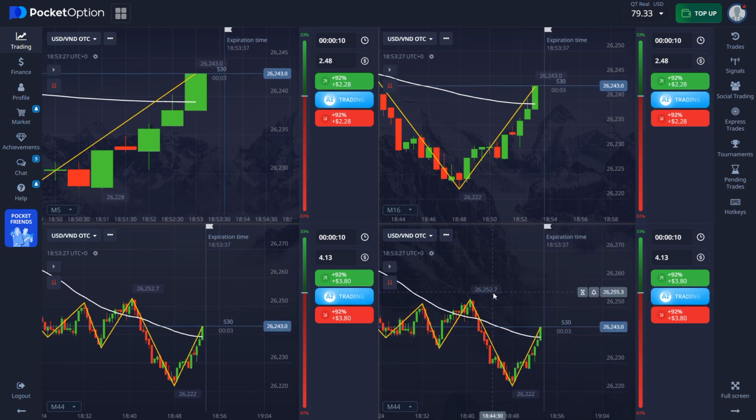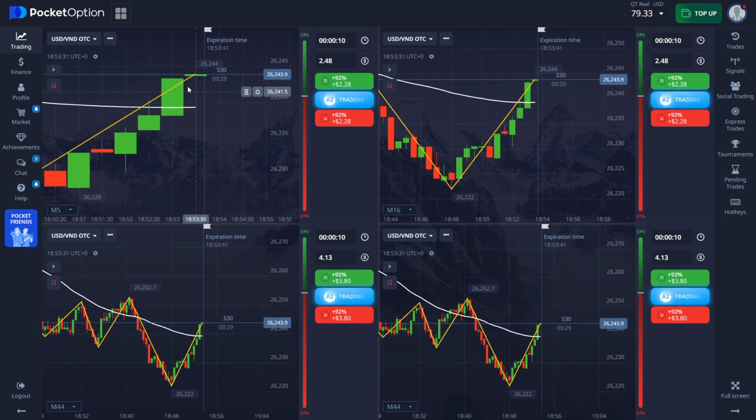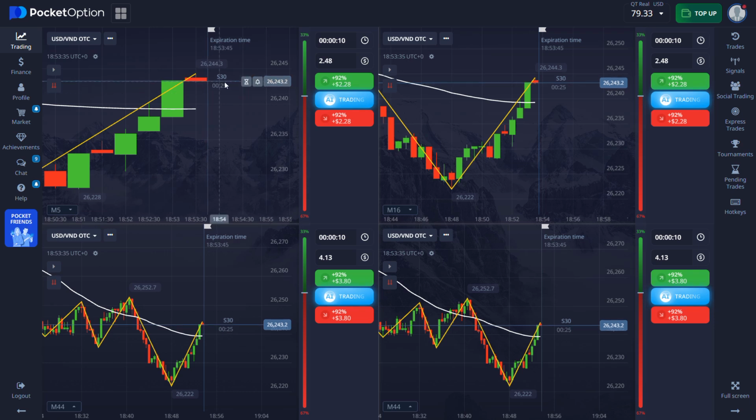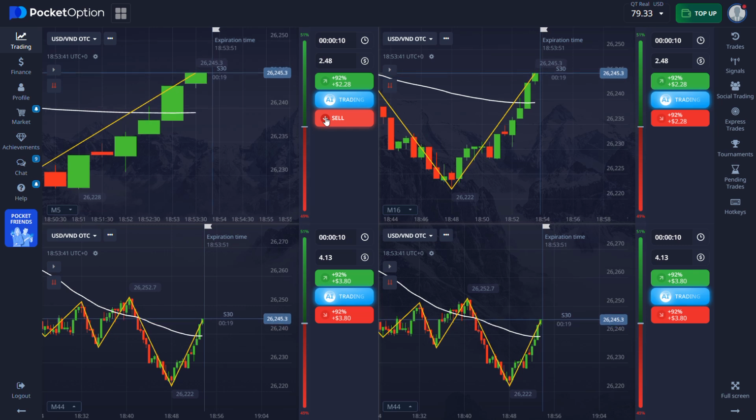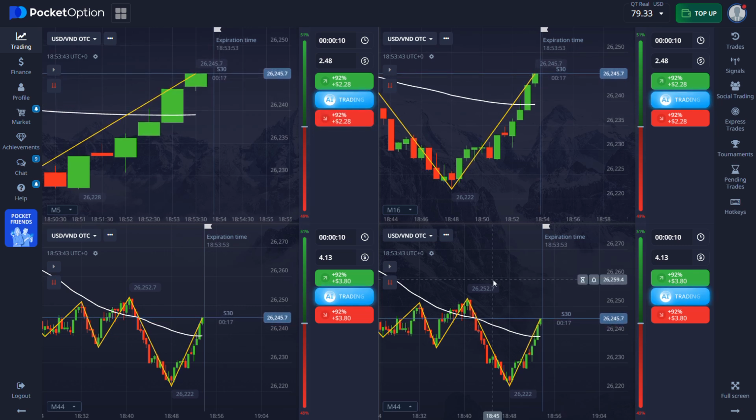So just in case, we're going to get ready for it. But this is a good pump. This is a good pump, so potentially it's going to continue to pump up. Okay, if this ends up being a red candle, we're going to take a trade on the next one. But it continues to pump.